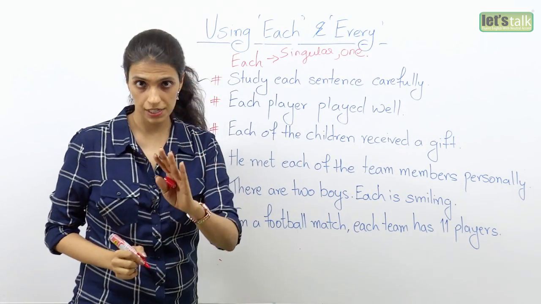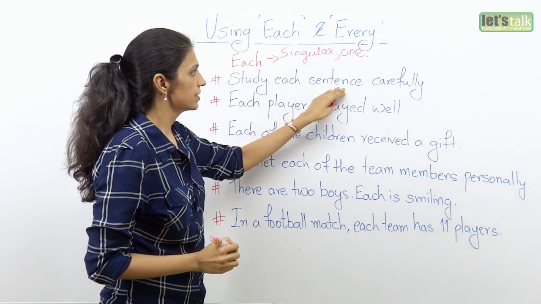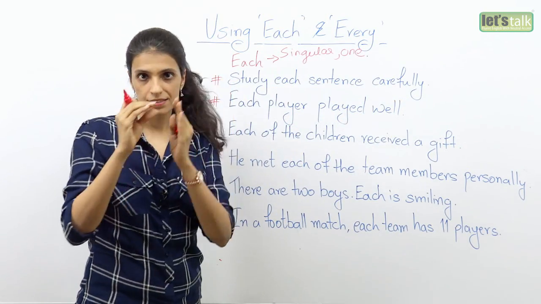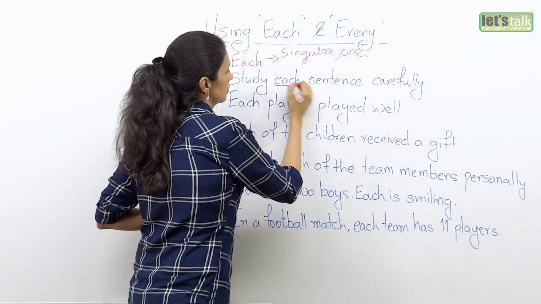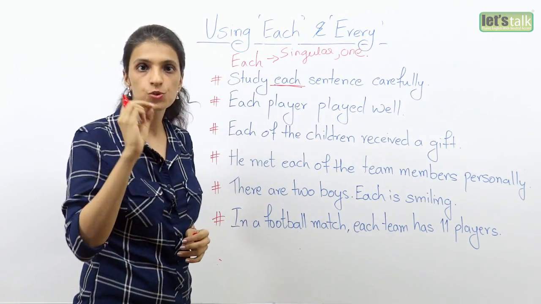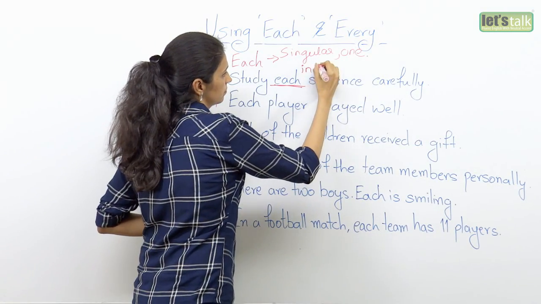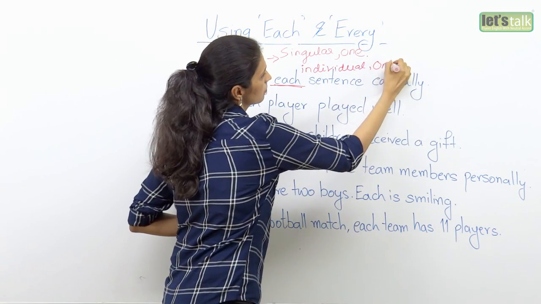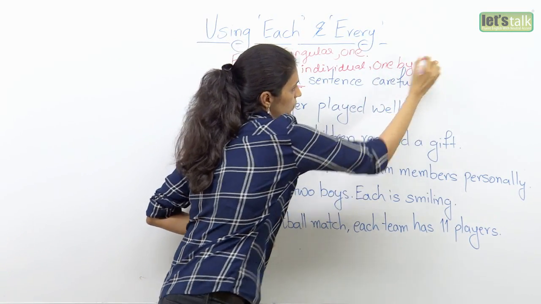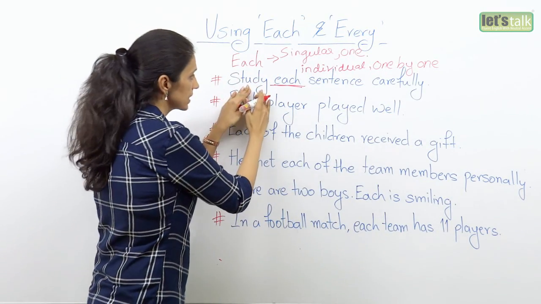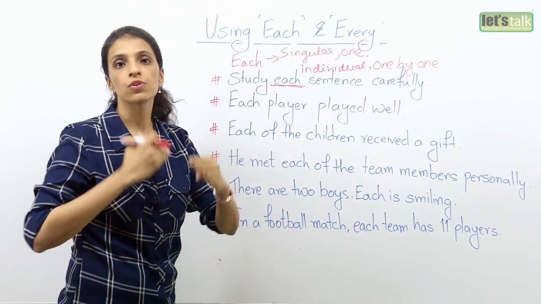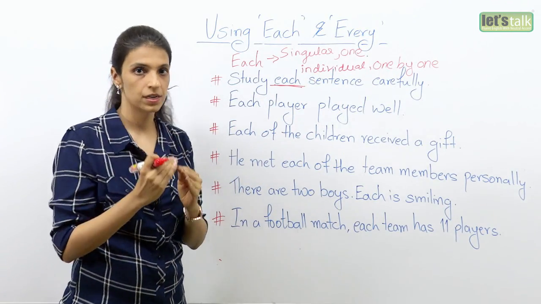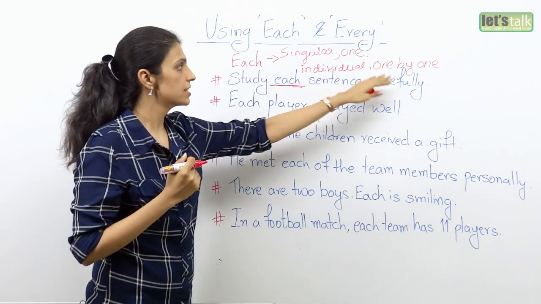Okay, so if I'm going to tell you study each sentence carefully, I mean study individual sentences. So each sentence over here, I mean one by one, individual sentence. So that means you are going to take up one sentence and study it carefully and then move on to the next one. So each here means individual or one by one. Okay, so study each sentence carefully.